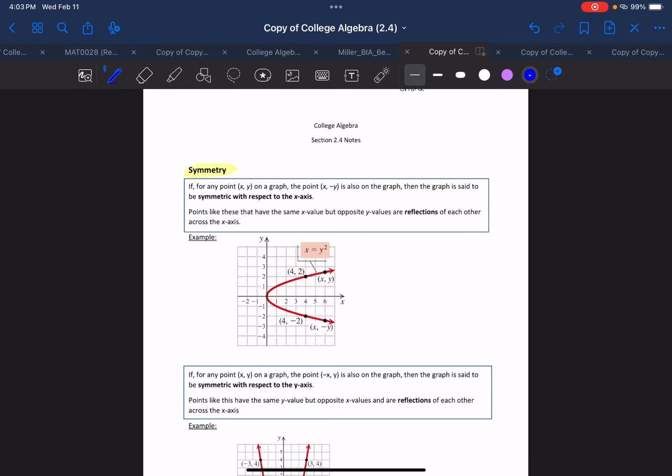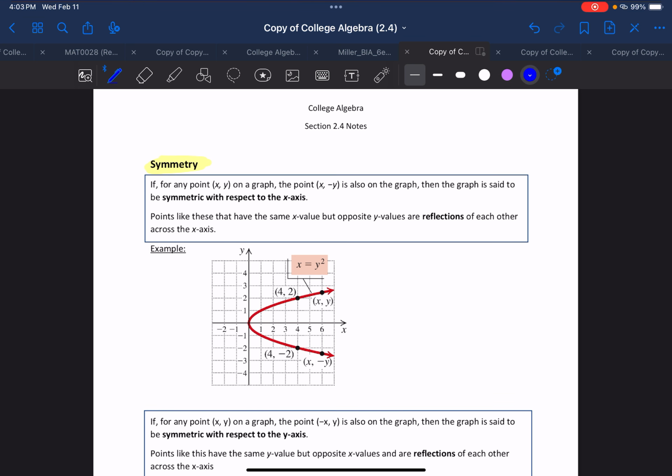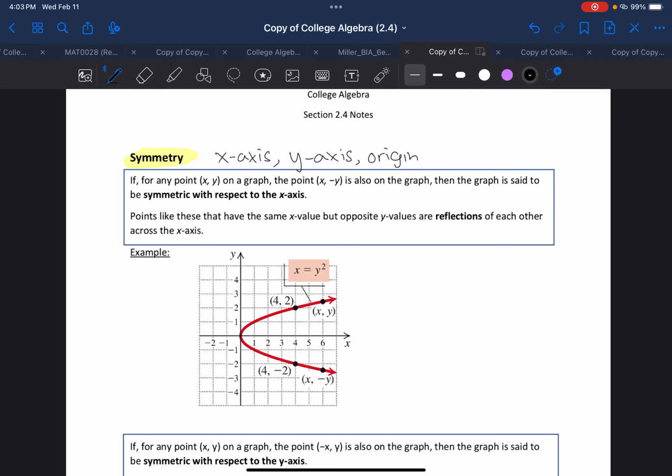So there's three types of symmetry. The first one is symmetry about the x-axis. The second one is symmetry about the y-axis. And then the last one is when a graph is symmetric about the origin. So we're going to learn about all three of these.